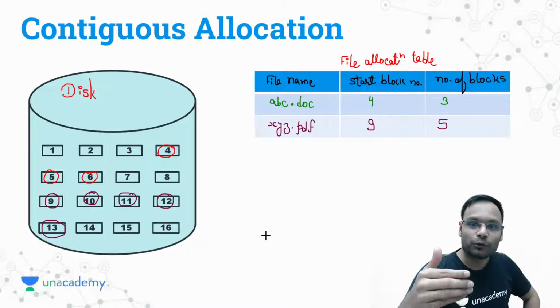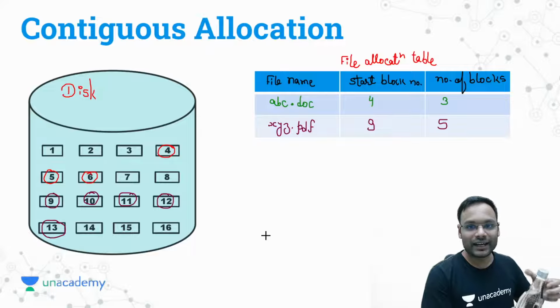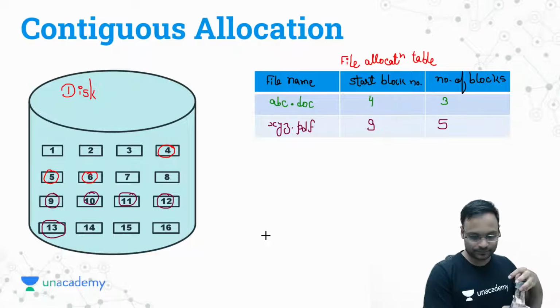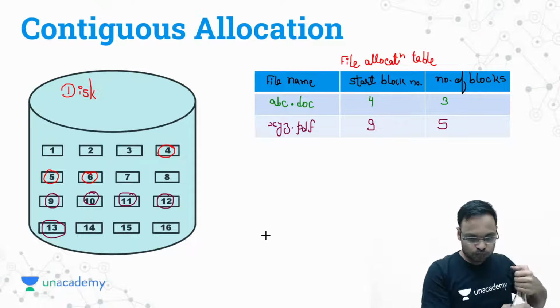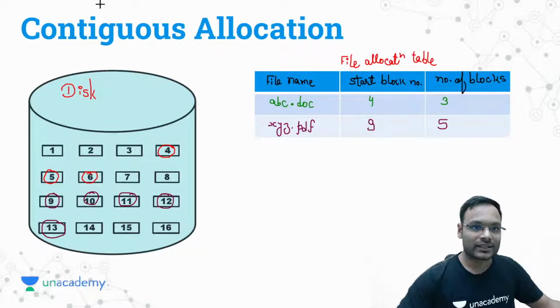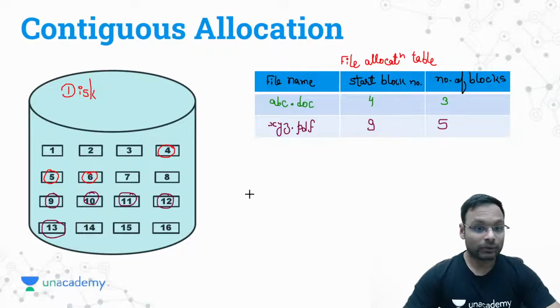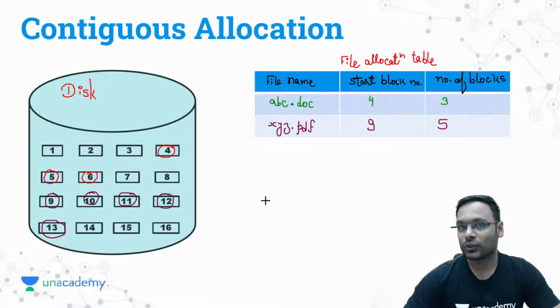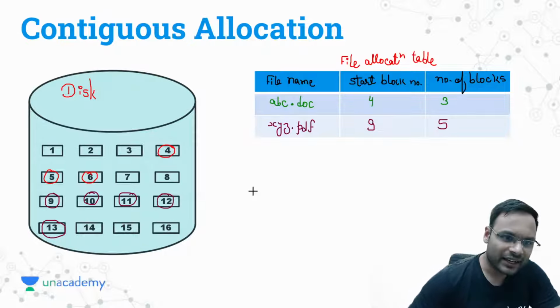Are you able to follow me? Yes or no? Can you tell me so that I can go ahead and explain further things? Okay, so if you got this, let's go ahead and try to understand a few more things. Now in this contiguous allocation, how can you access a file?